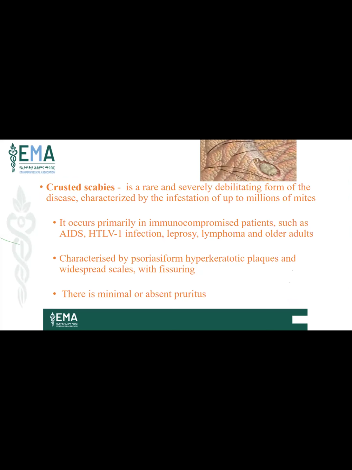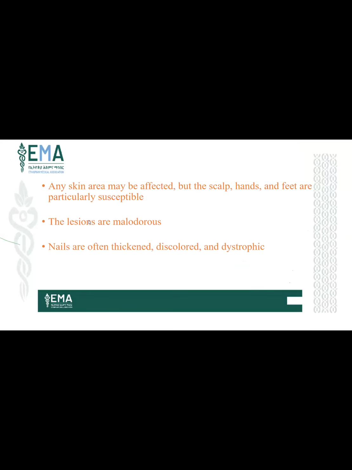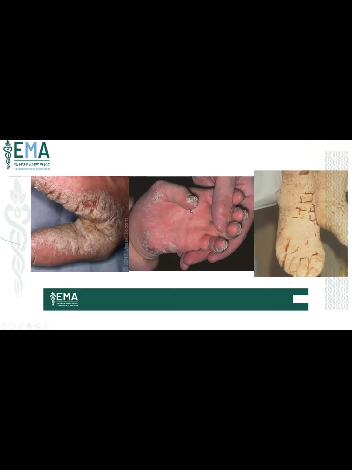This is a patient with crusted scabies. As we can see, there are diffuse hyperkeratotic psoriasiform scales with fissures in the hands, and nails might also be involved. This is also another picture of the presentation of crusted scabies, and this variant is highly contagious compared with the classic variant.